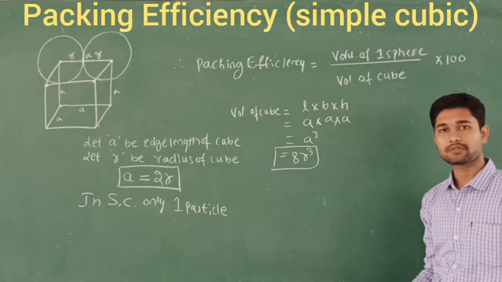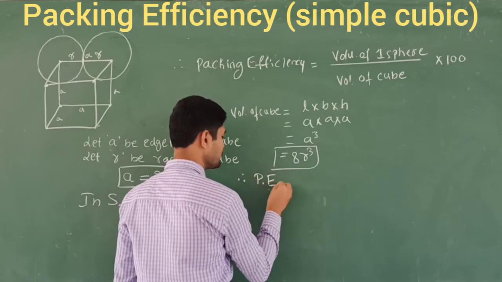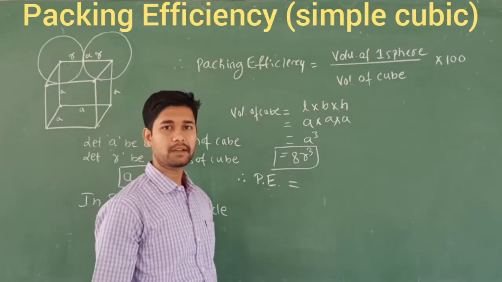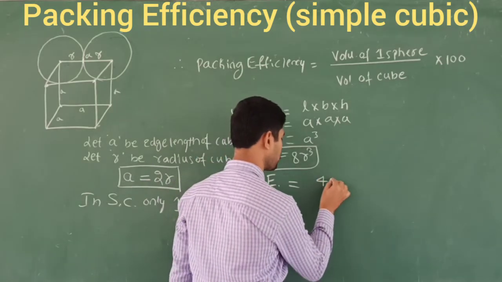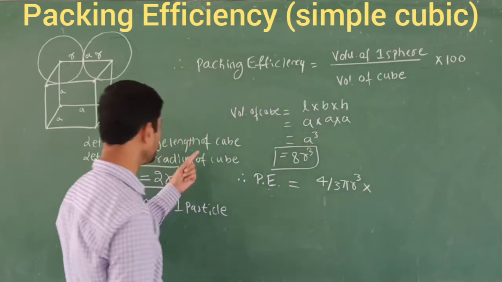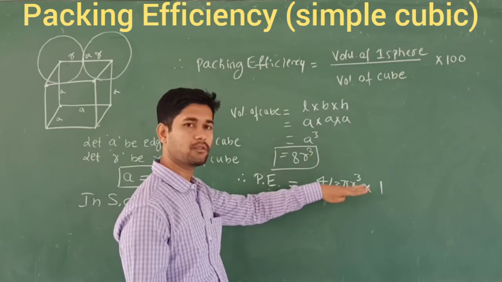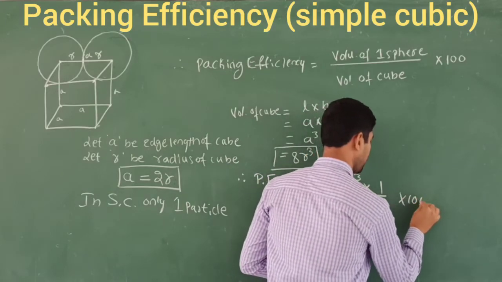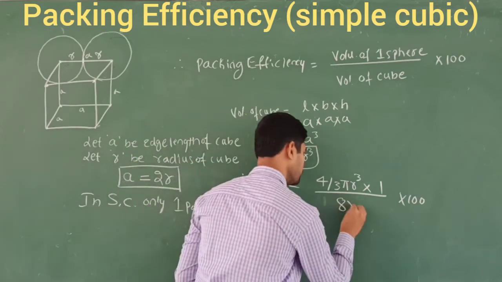So directly we are going to substitute in the formula. Packing efficiency in a simple cubic unit cell is equal to the volume of one sphere. You know that the volume of a sphere, I told already, is 4 by 3 pi r cube, into how many particles? Into 1 particle, that is understood. So you can write 4 by 3 pi r cube, or into 1, that is not a matter. Into 100, and divided by the volume of the cube. Volume of the cube, how much did you get? That is 8 r cube.